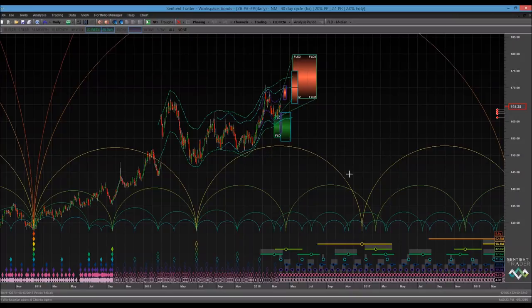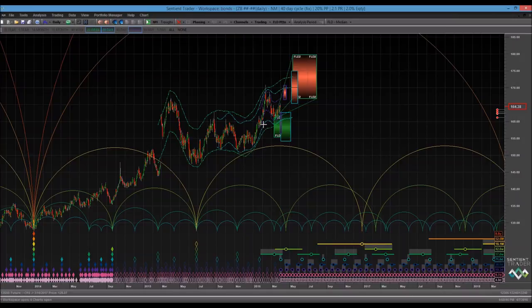Now I want you to notice the yellow cycle. This is the 18-month cycle. This is a good longer-term swing trading cycle. So we have a low that's lining up down here at the beginning of the year next year, in 2017, in January, February, this sort of time period. It's lining up in this area.